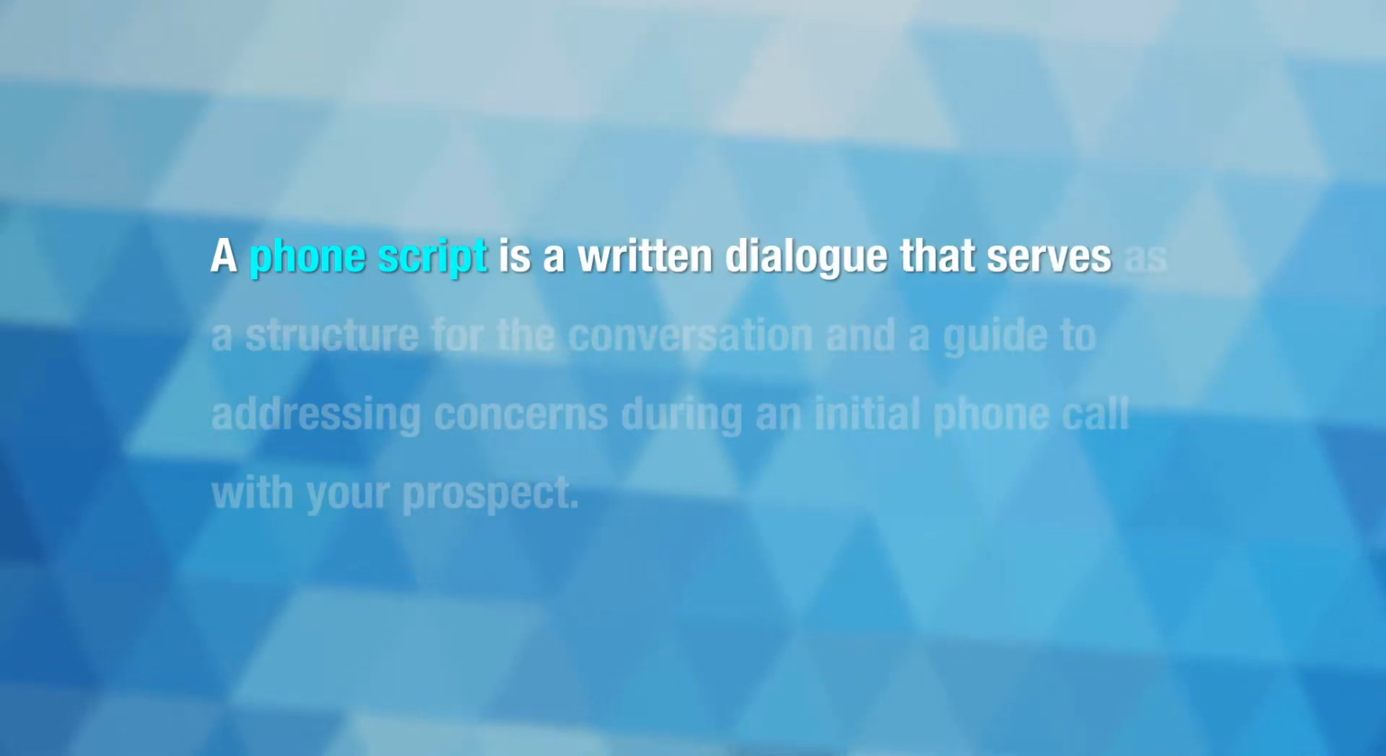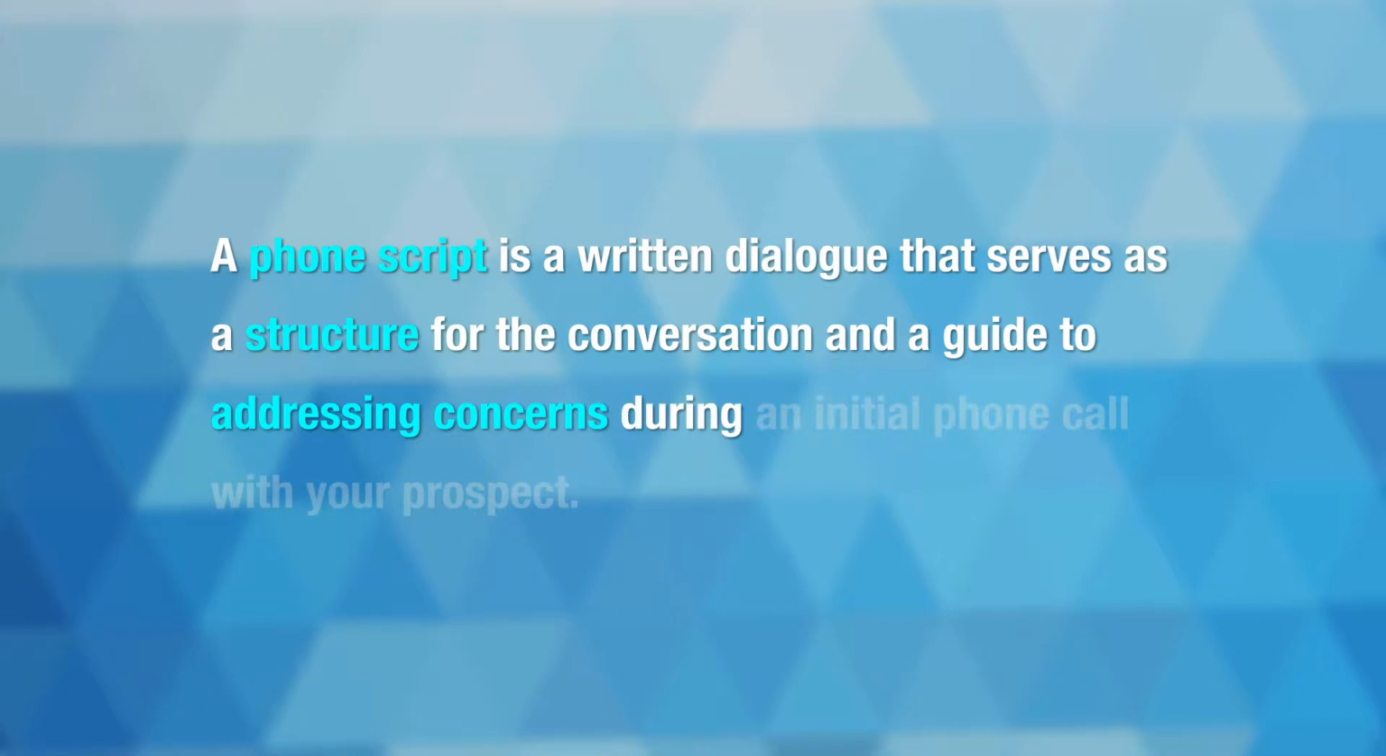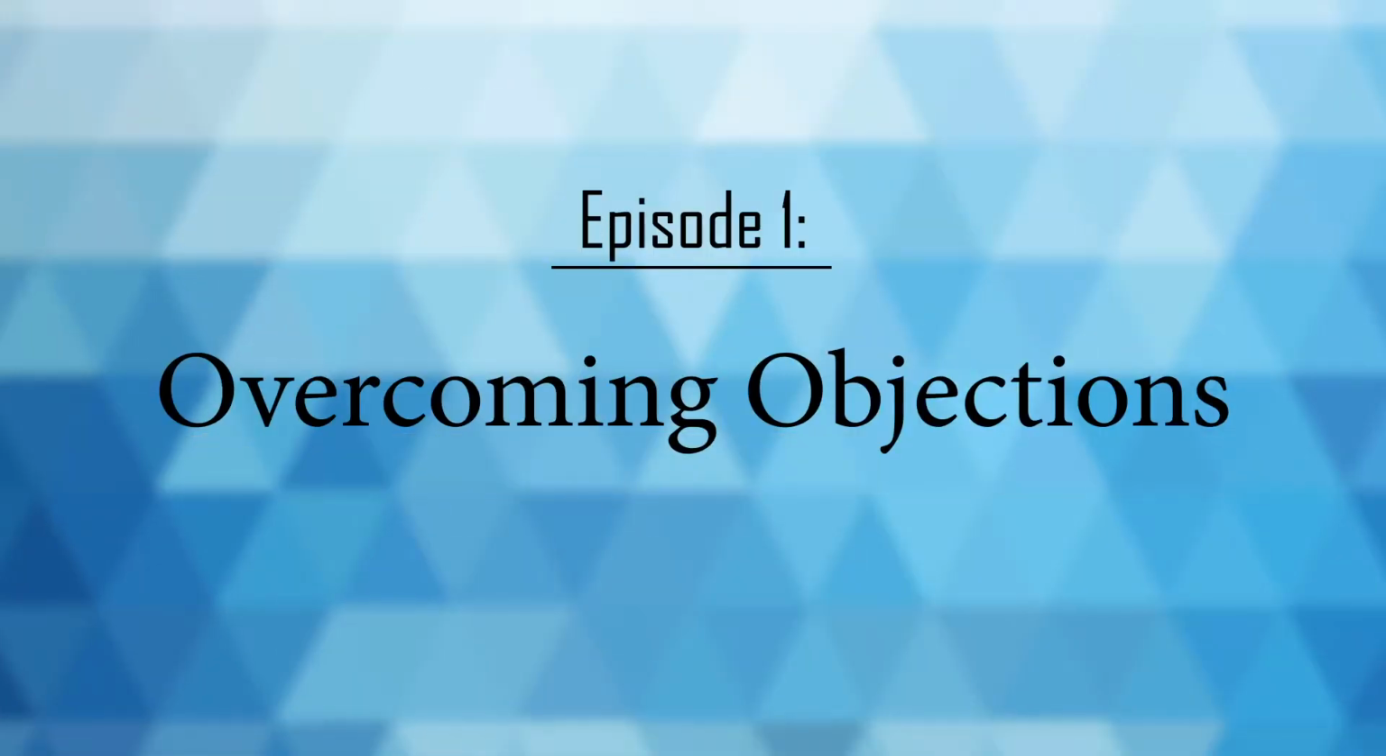A great place to start is with the phone script. A phone script is a written dialogue that serves as a structure for the conversation and a guide addressing concerns during an initial phone call with your prospect. So today what we're going to do is break down the 4 most common objections that you're going to hear on the phone, and we're going to give you a phone script that you can download in the links below. Let's just jump into it.